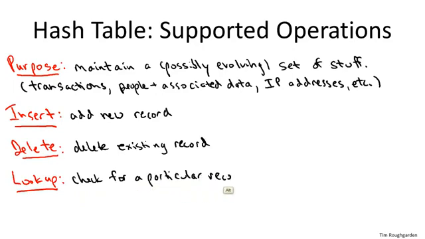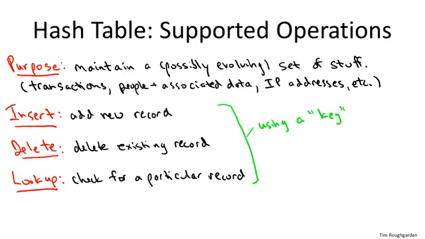For example, for employees, you might be using social security numbers. For transactions, you might have a transaction ID number, and then IP addresses could act as their own key. And so sometimes all you're doing is keeping track of the keys themselves. For example, with IP addresses, maybe you just want to remember a list of IP addresses. You don't actually have any associated data.